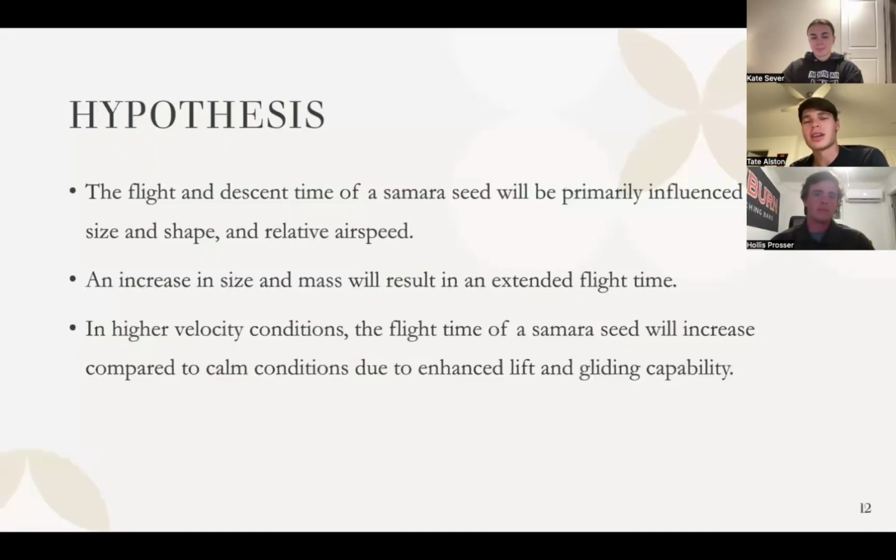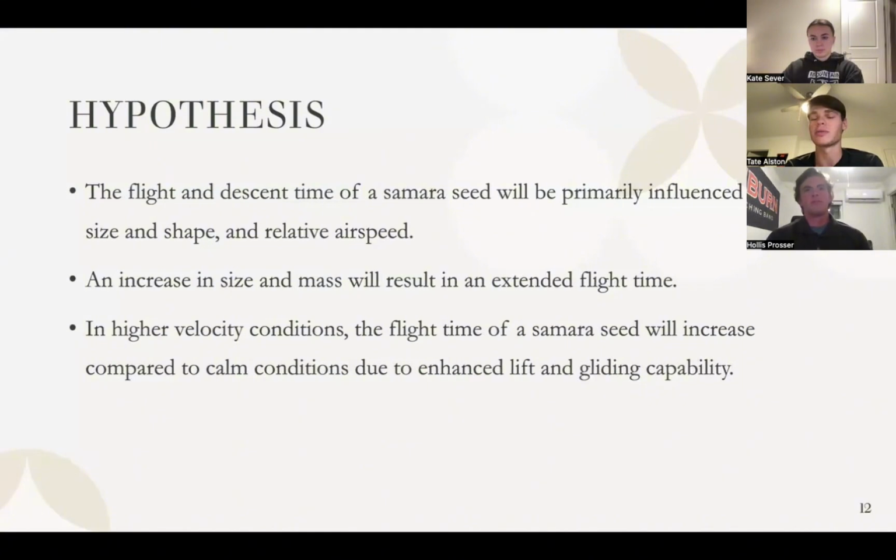Our hypothesis consisted of one main point with 2 or 3 subpoints. That main point being that the flight and descent time of a Samara seed will be primarily influenced by its size, shape, and relative airspeed. So an increase in size and mass will result in an extended flight time, is what we hypothesize. And in higher velocity conditions, the flight time will also increase compared to calm conditions with lower relative airspeed.